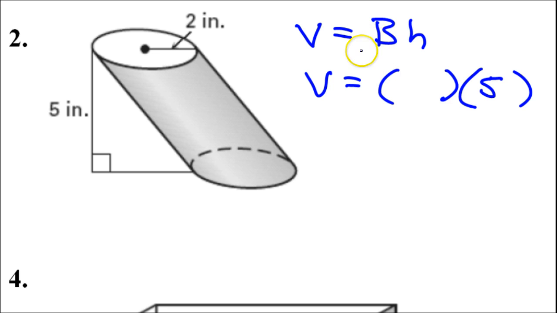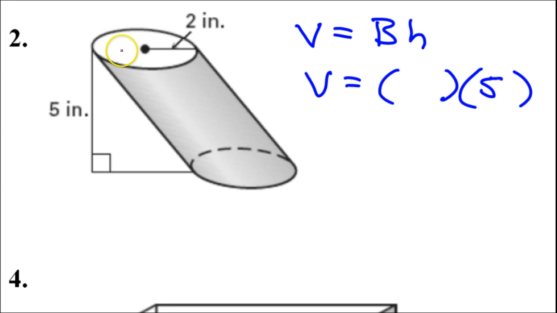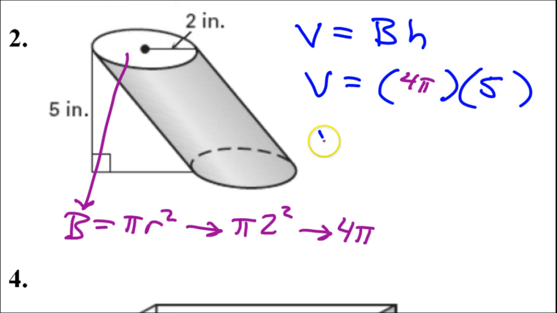Now we need the area of the base. Well, the base is a circle, so off to the side, let's go ahead and calculate the area of the base. Okay, so the area of a circle is pi r squared. So that's going to give us pi times 2 squared, which is 4 pi. So that's the area of the base. Okay, so that is going to give us 20 pi.